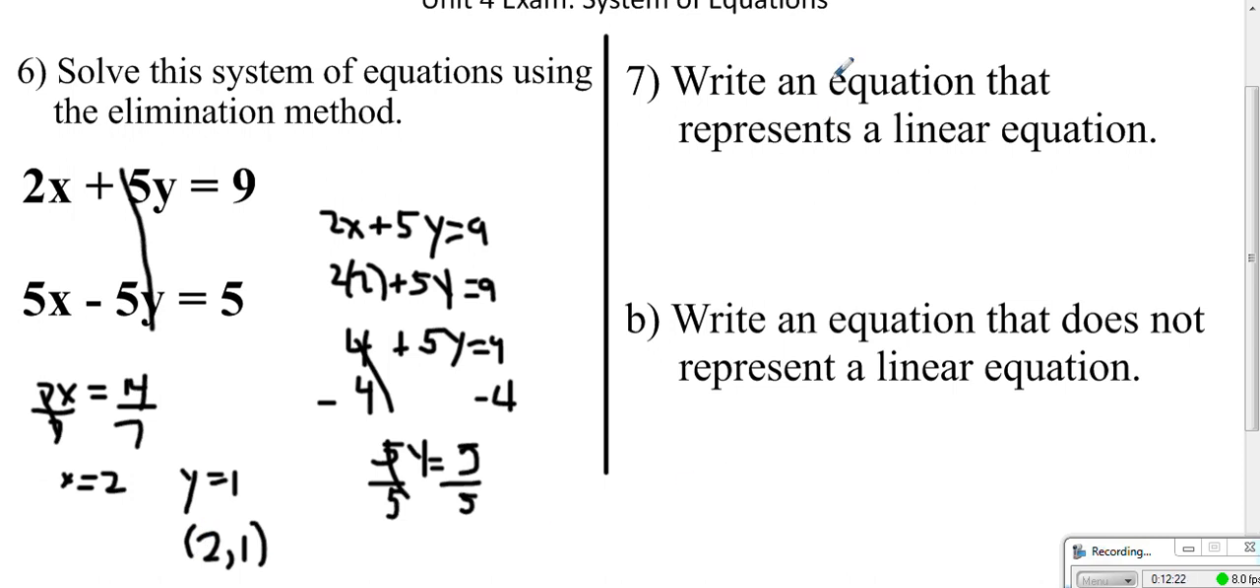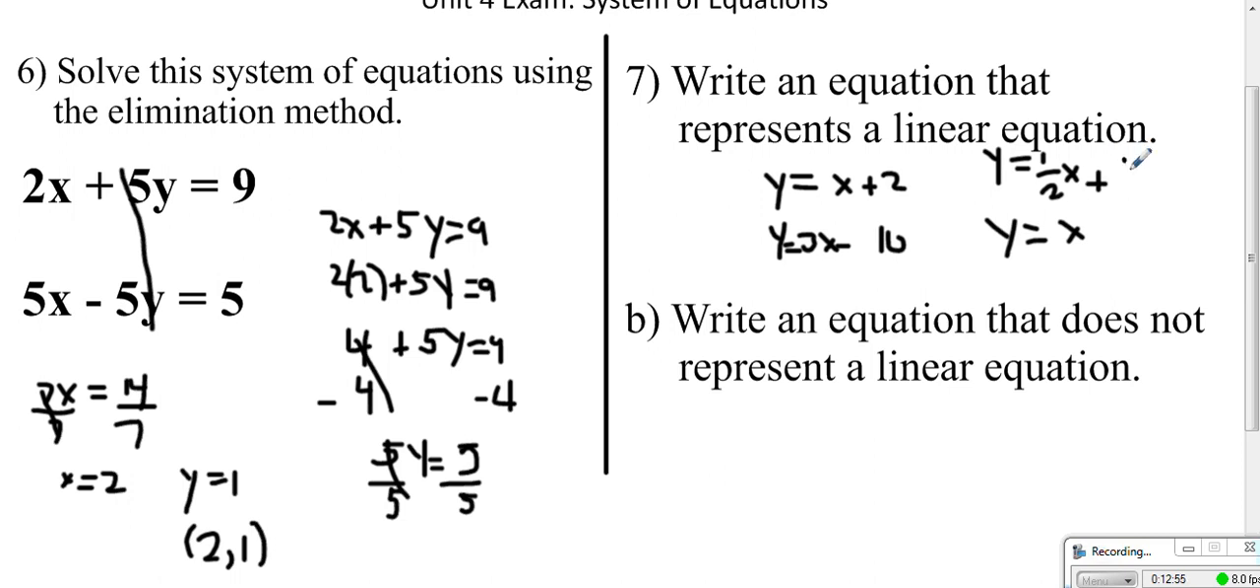Write an equation that represents a linear function. Remember, it has to be in y equals mx plus b format. You could basically put anything down here. y equals x plus 2, y equals 3x minus 10, even y equals x. y equals half x plus 5, it doesn't matter. Think about a line, a linear equation. Right? Those are all linear equations.